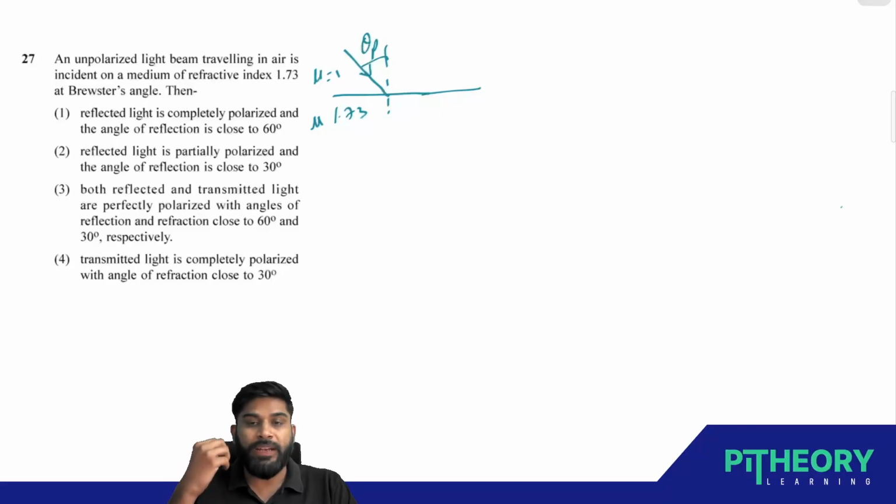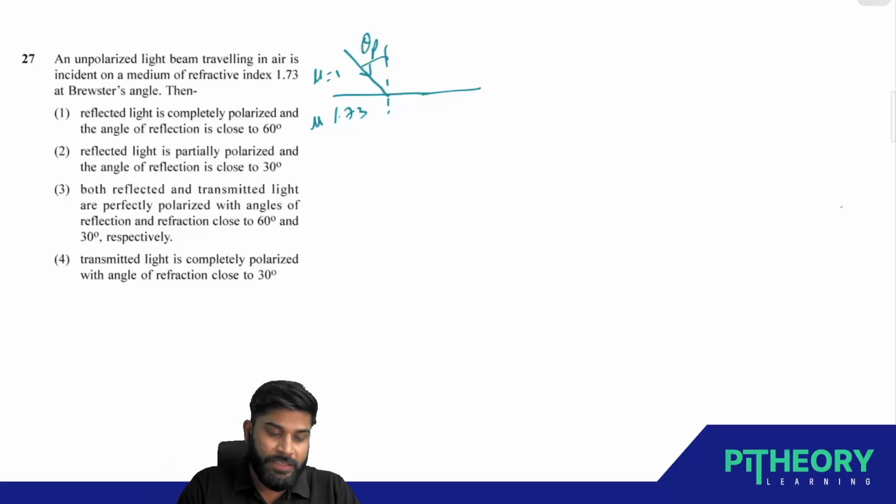If a light ray is falling from a medium onto another medium and the angle of incidence is equal to Brewster's angle, that is the angular polarization. What will be happening? The reflected light will be completely polarized, correct? So that's the basic thing we need to see. The reflected light will be completely polarized, not partially polarized. So very clearly, the answer is nothing but option number 1 only. Correct. Reflected light is completely polarized.